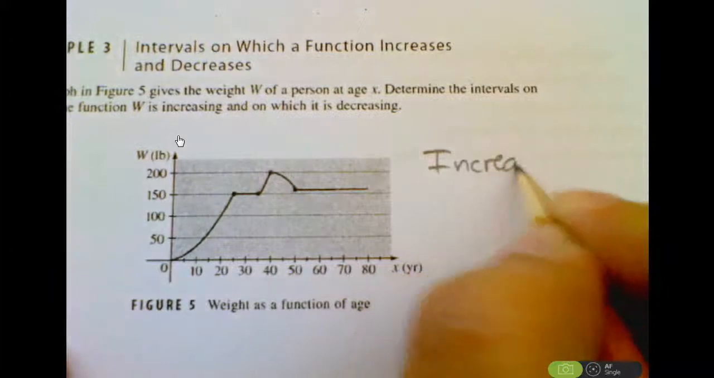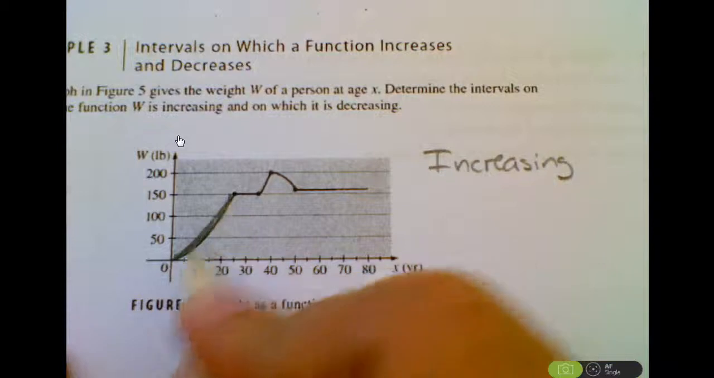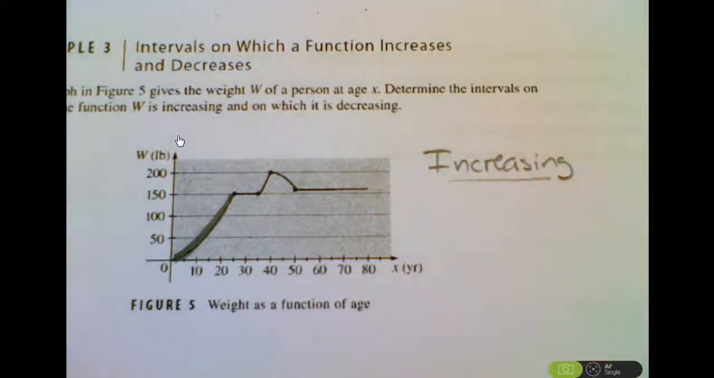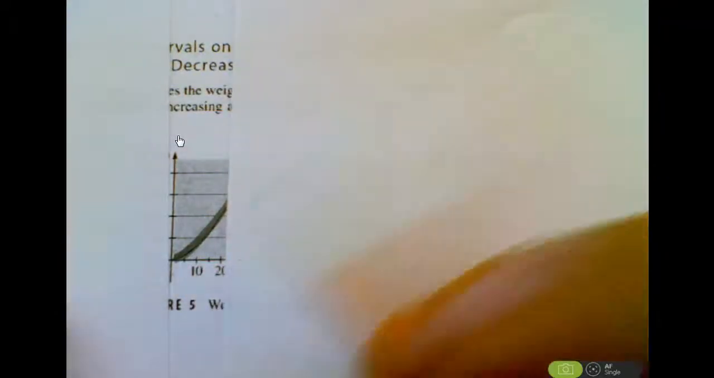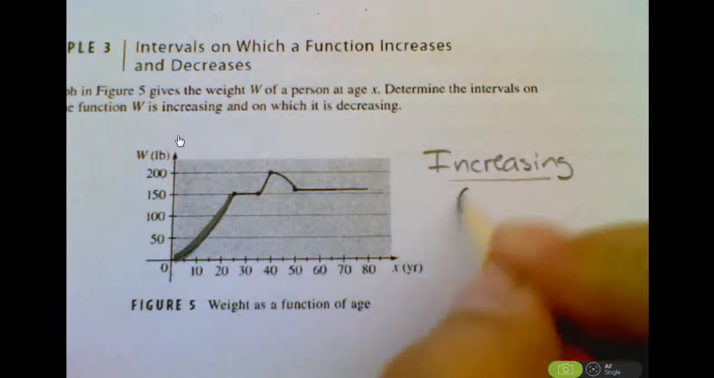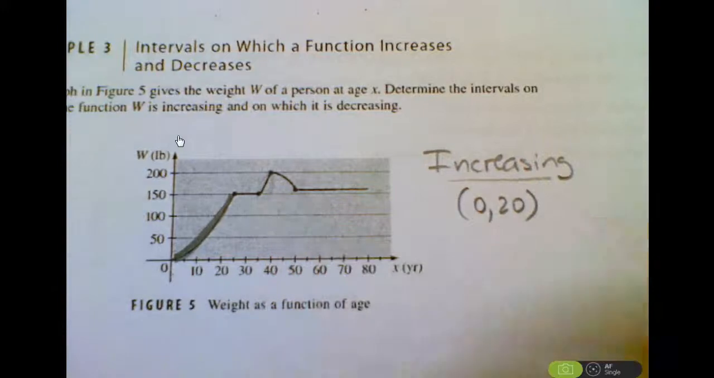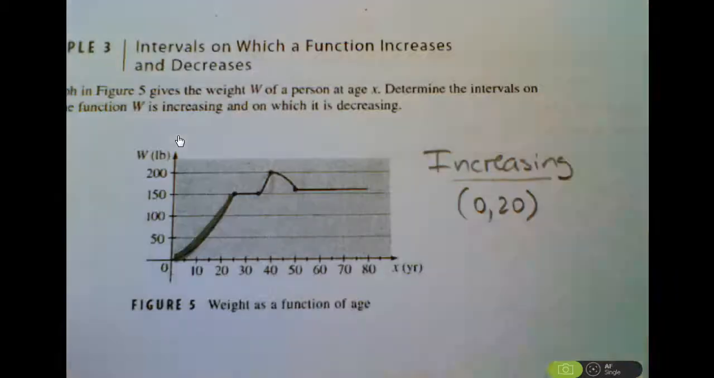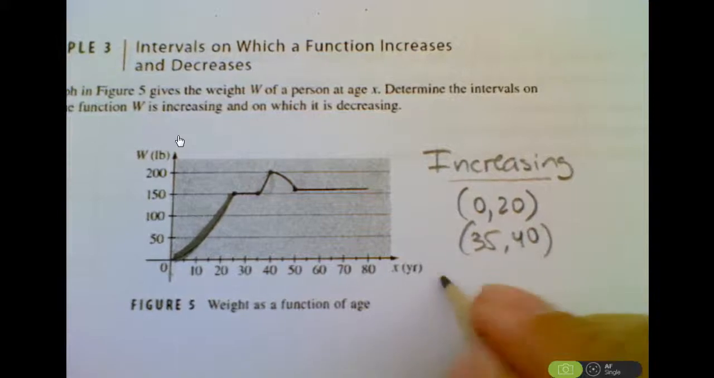So increasing, you know where the finger is going up, so I know that it goes up from here to here. So the intervals in which it's increasing, I'm only looking at the x values. Okay, so on the x values, that would be from 0 to 20. So I can say it increases from 0 to 20. Now the other portion where it goes up is right here. So again, I'm only looking at the x values to describe that. So that would be between 35 to 40. And that's it.